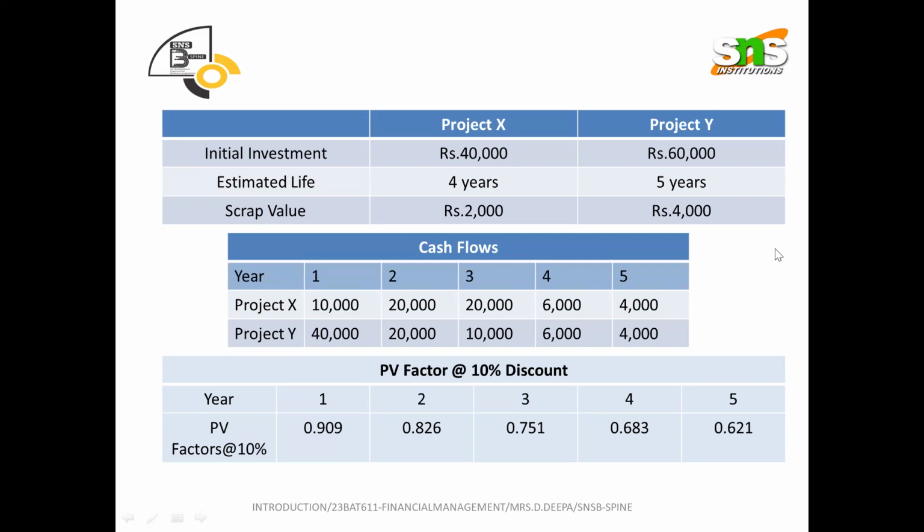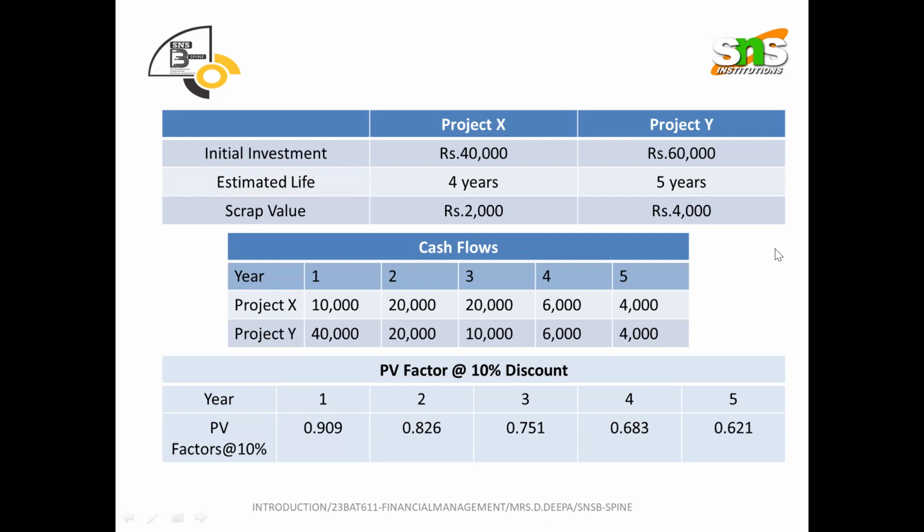Along with this, we have data of the discounting factor for every year. For the first year, the discount rate is 10%. So how did they calculate this? For the first year it is 0.909. For calculating the present value, how do we calculate this discounting factor? The formula is 1 divided by (1 plus R) power n. Keep that in mind. What is this R? R is nothing but the discounting rate of interest.